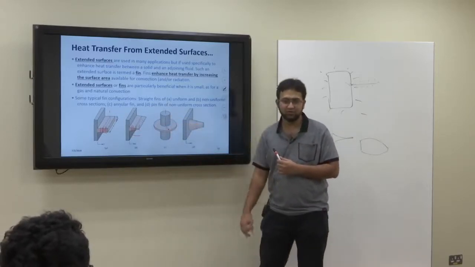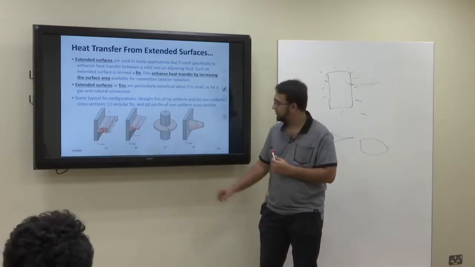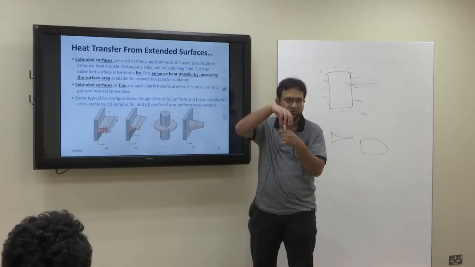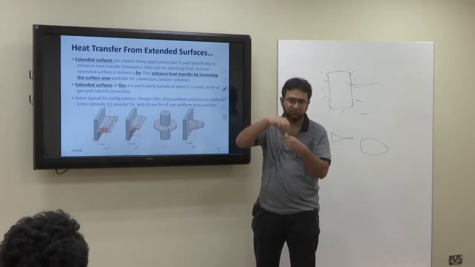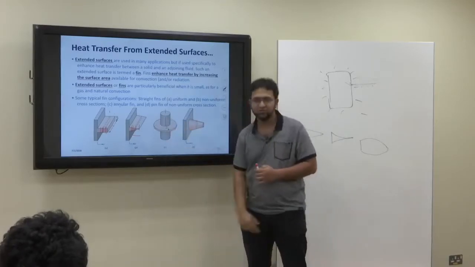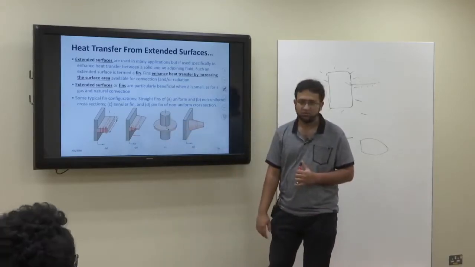This is known as annular fin. Okay? So annular fin is what? It's like a ring which is inserted over the tube. So this is an additional area. This is an extended surface from the tube. Okay. So what kind of fin is this?